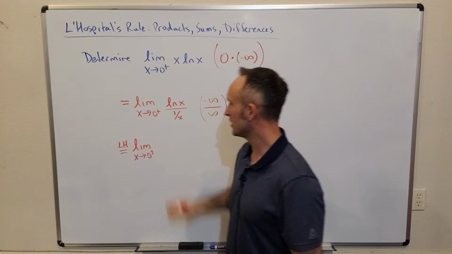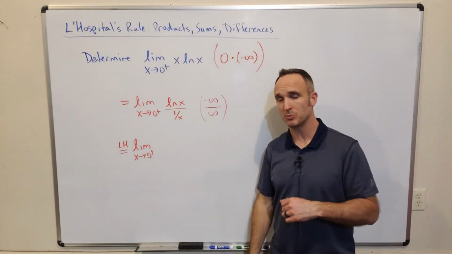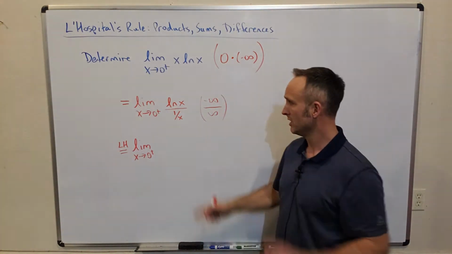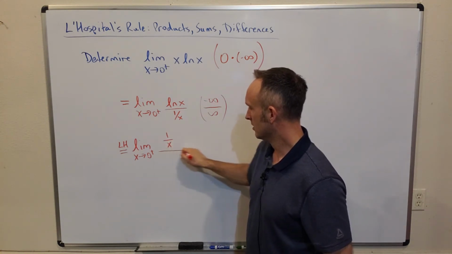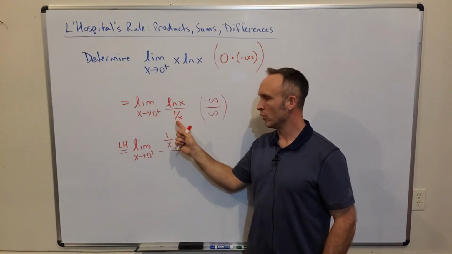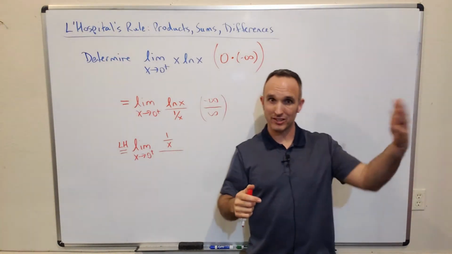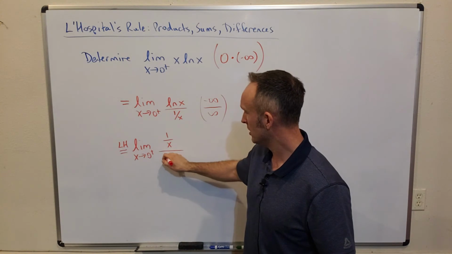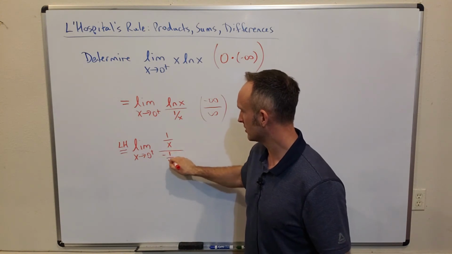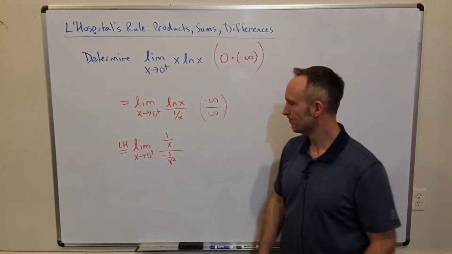I'm not spending a lot of time on the derivative parts of these problems. You know all your derivative rules. The derivative of natural log of x is 1 over x. The derivative of 1 over x, well, that's x to the negative first power. You could use the power rule, and if you do, you get negative 1 over x squared, okay?